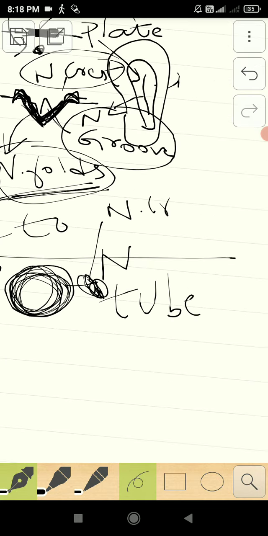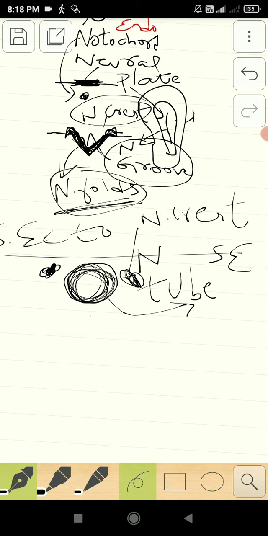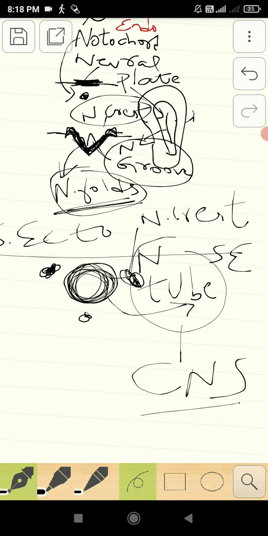It has detached from the surface ectoderm. This is the surface ectoderm, and this is the neural tube. And here is the notochord. So the neural tube gave rise to the CNS. The neural crest gave rise to the PNS.